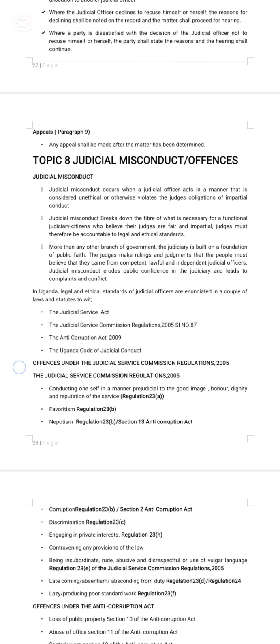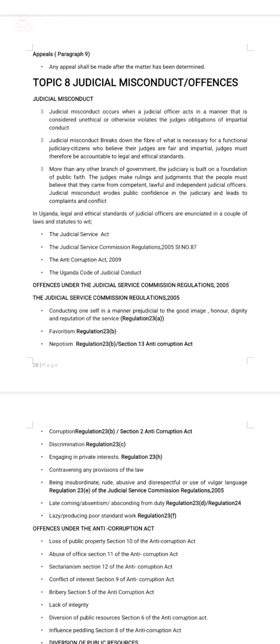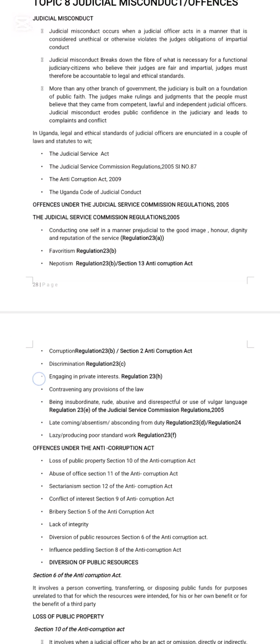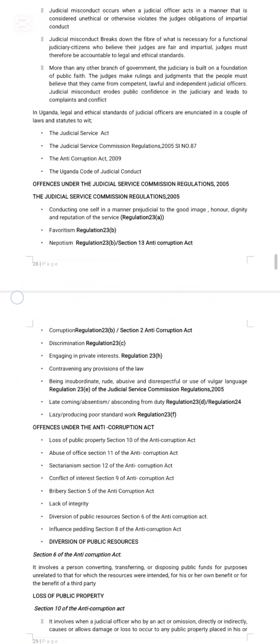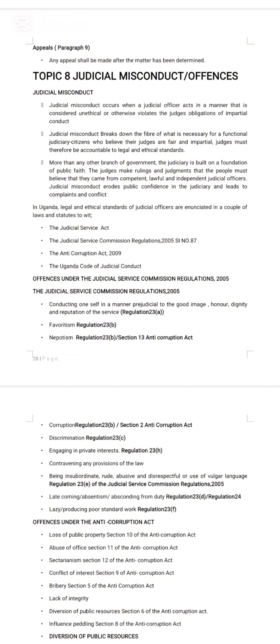So topic 8, judicial misconduct. Judicial misconduct occurs when a judicial officer acts in a manner that is considered unethical. So basically, this is where we have the Judicial Service Commission, because remember, the Judicial Service Commission is established to appoint and discipline judicial officers, and it's established by the Constitution.